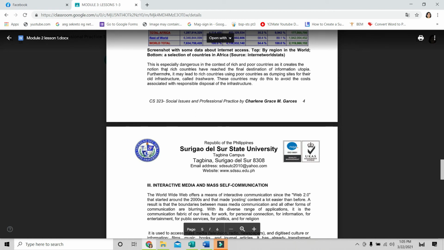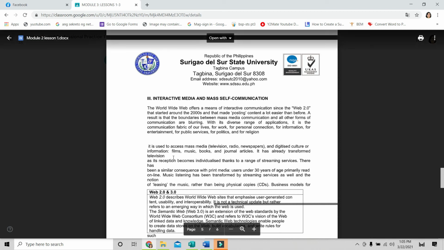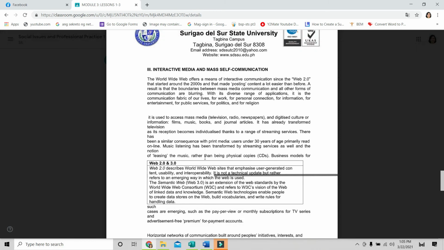It creates the notion that rich countries have reached the final destination of information utopia. When you say is the limit of the information, the interactive media and mass of communication, the third lesson. We have, again, just a little recap. The first one is the work that's being transformed because of automation and changes in technology. The second one is the digital device. The last one is the interactive media and mass of communication.